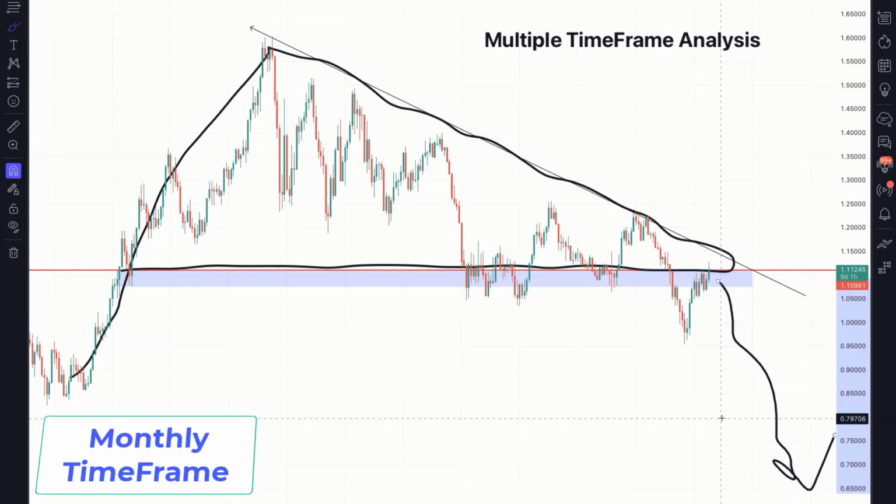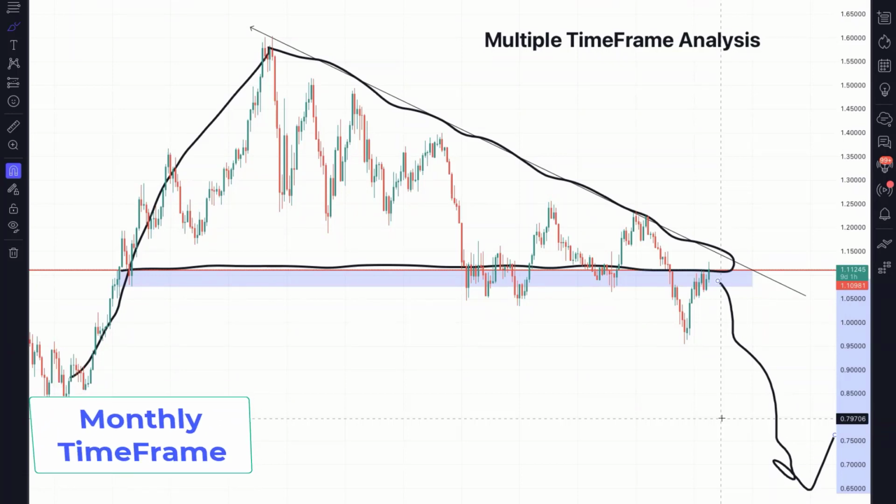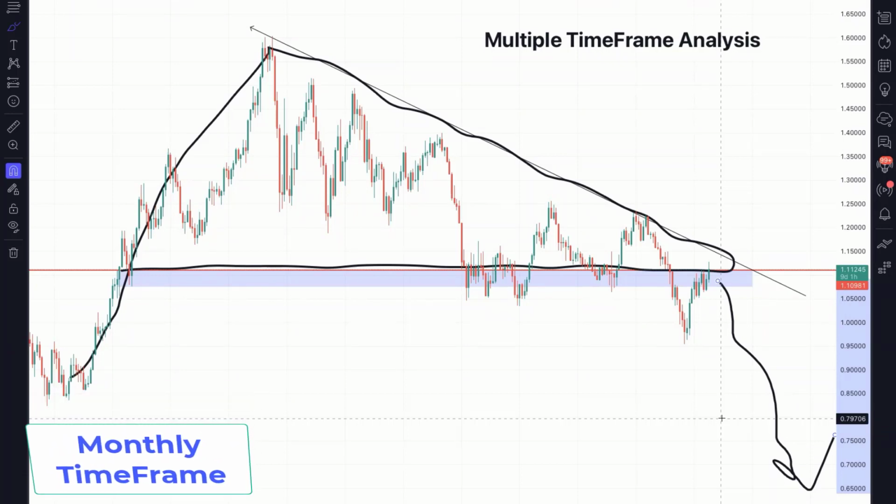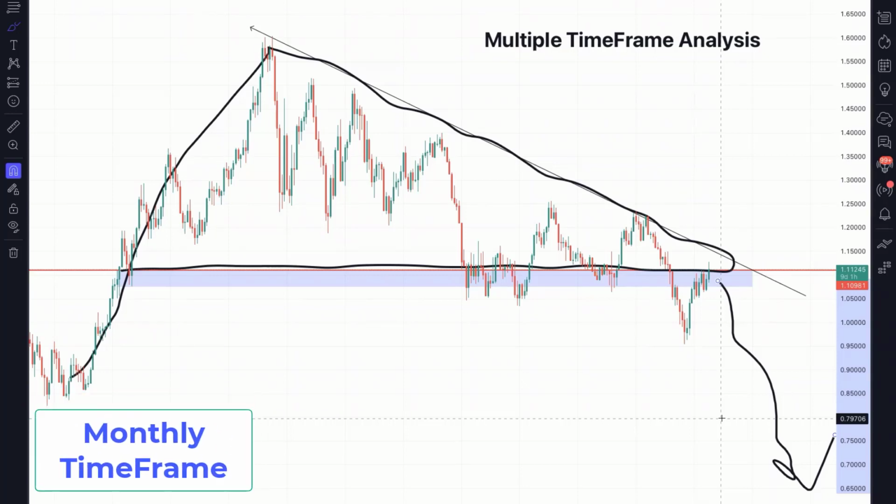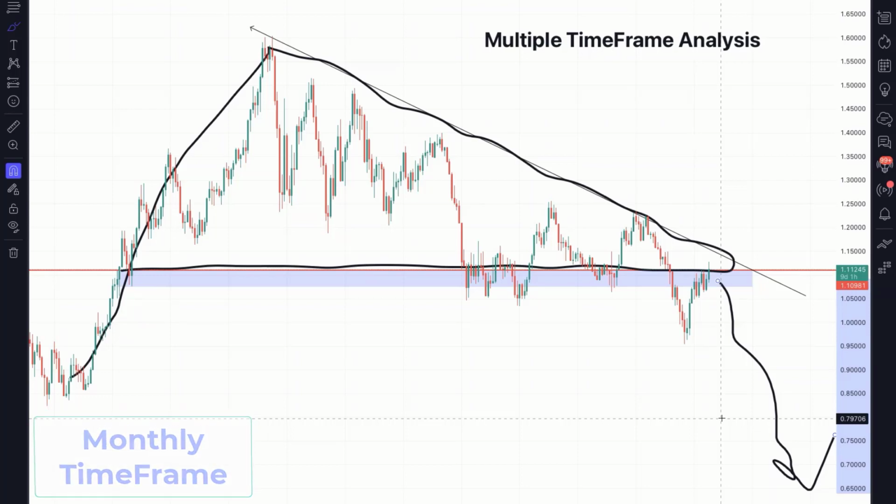When you spot it on the higher time frame, it is more solid than when you see it on the lower time frame. Which means what you see on the monthly time frame signals broader, long-term information than what you see on the daily time frame. What you see on the daily time frame signals stronger information than what you see on the 15-minute time frame.